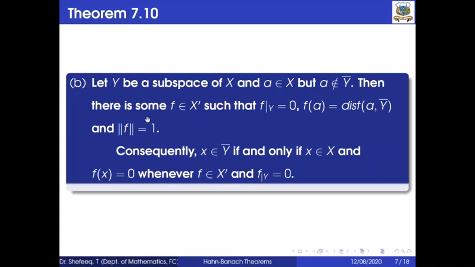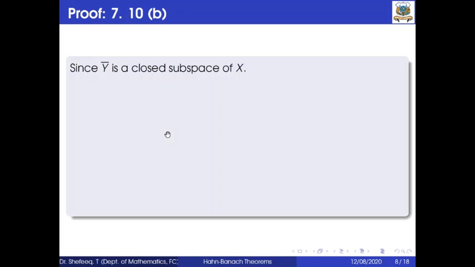So given Y a subspace of the normed space X, and a an element in X with a not in the closure of Y, first we want to show that there is some linear functional f such that the restriction of f to Y equals 0, f of a equals the distance of a from Y bar, and norm f equals 1. So, the proof of part B.